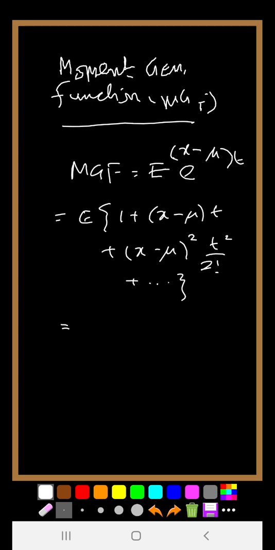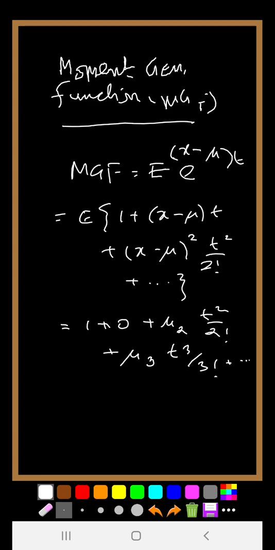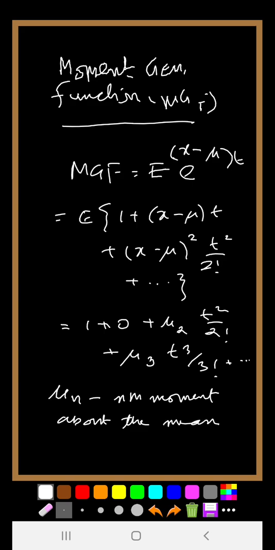So that is again equal to 1 plus 0 plus coefficient of mu2 t square by 2 factorial plus a coefficient called mu3 into t cube by 3 factorial, so on and so forth. Mu n is the nth moment about the mean, is the coefficient of t to the power n by n factorial. So this is moment generating function MGF.